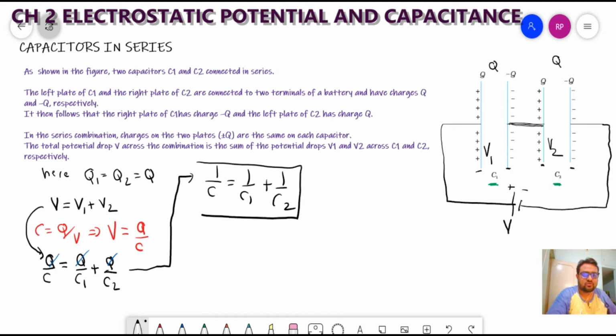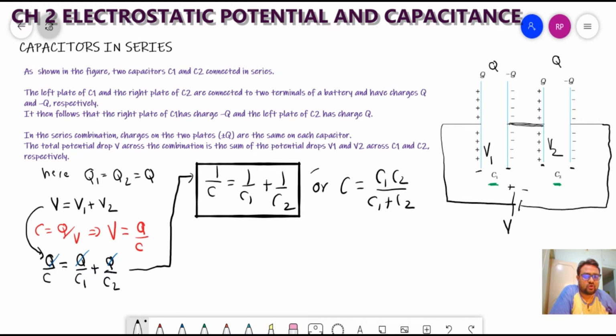Okay. So whenever capacitors are connected in series, if two capacitors are connected in series, then the equivalent capacitance will be 1 by C equal to 1 by C1 plus 1 by C2. When there are two capacitors, I can use directly this way also. C will be equal to C1 C2 upon C1 plus C2. When I solve this, I can get this. This is C equivalent, right?